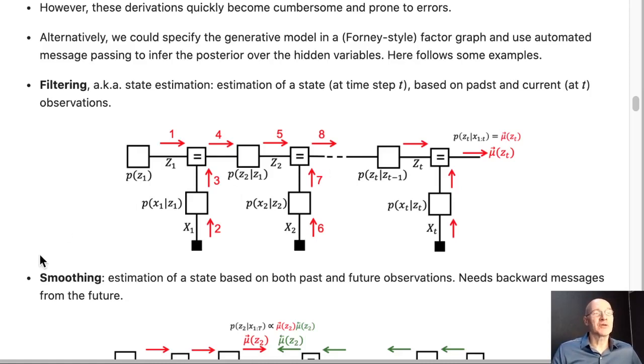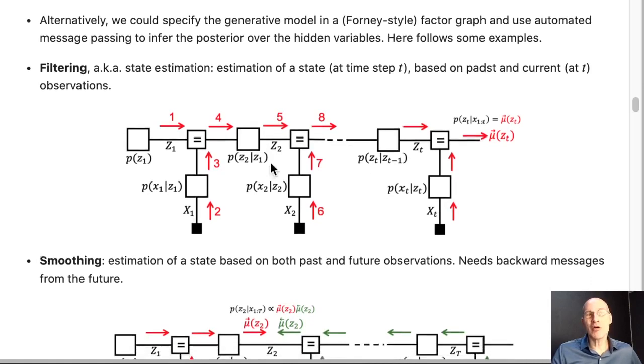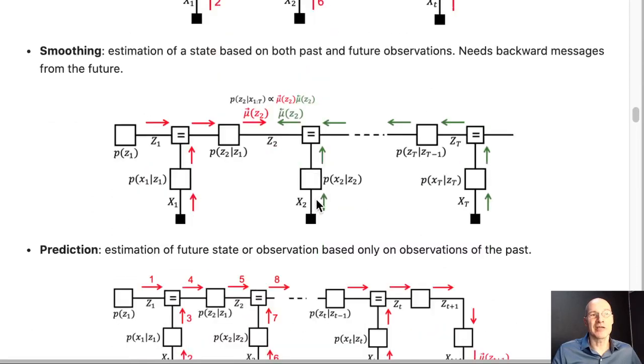There's another interesting operation that we use. You can actually get more information about z2 if you also take into account observations from the future. Generally, estimation of state based on both past and future observations is called smoothing. Let's say we're interested in the posterior for z2, and I may use all the observations from the past, x1 in this case, from the current, x2, but also everything that I happen to have observed in the future, which could be x3, x4, x5, all the way till x capital T.